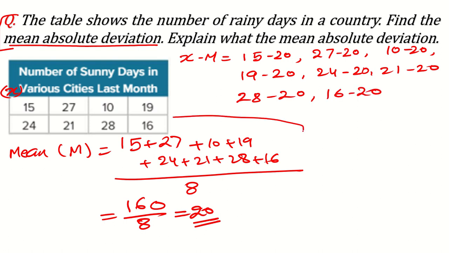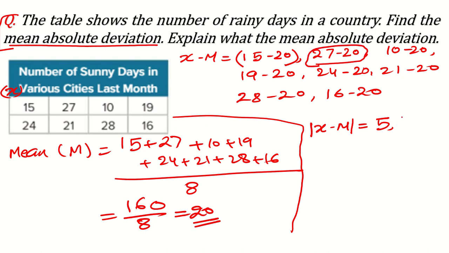And now take all their absolute values. Absolute value means, as I told you, you write the number between two lines like this, and its answer will always be positive. See, 15 minus 20 will be minus 5, but the absolute value will be 5. Now 27 minus 20 will be 7, so its absolute value will also be 7. 10 minus 20 is minus 10, but the absolute value will be plus 10. Similarly, 19 minus 20 will be minus 1, so its absolute value will be plus 1.